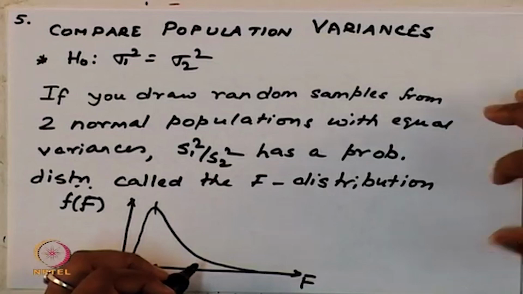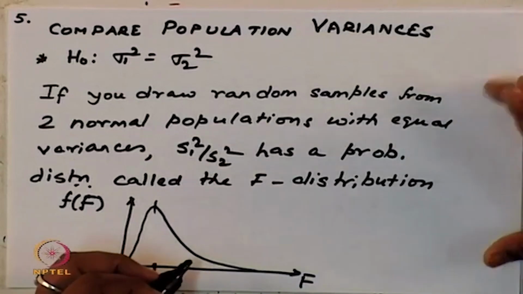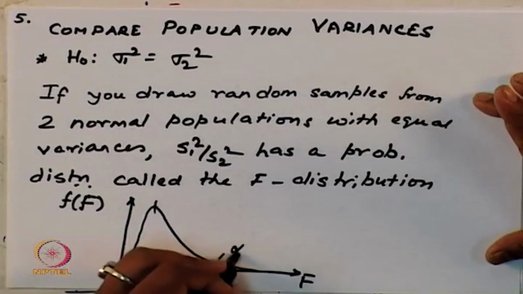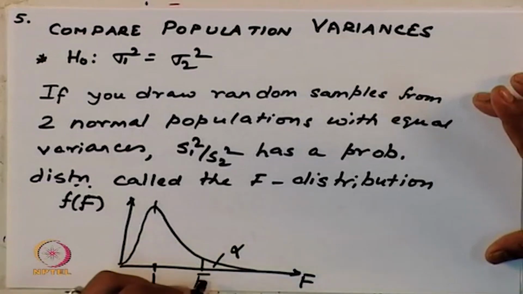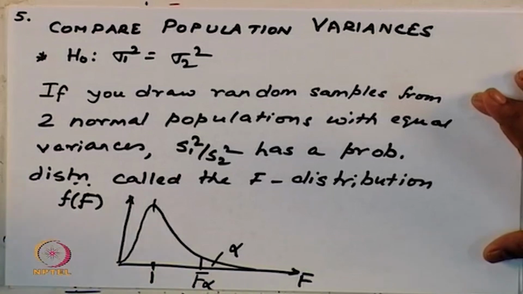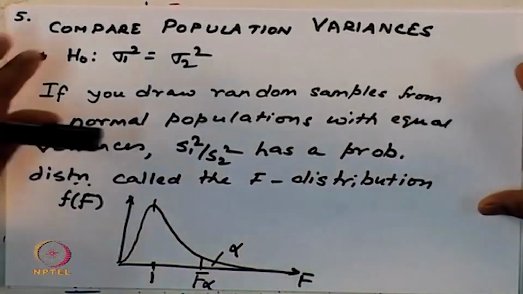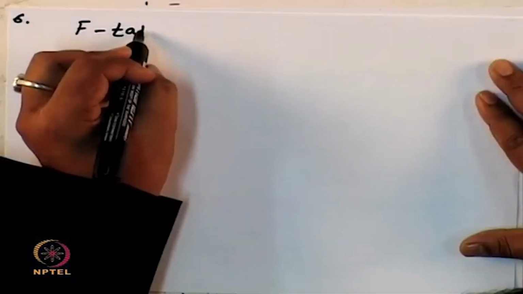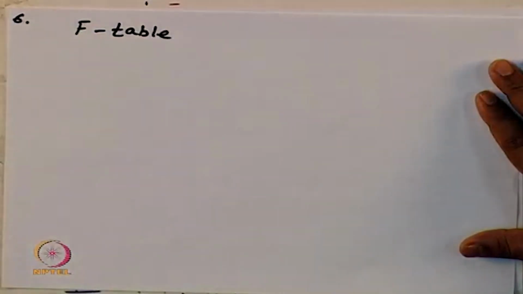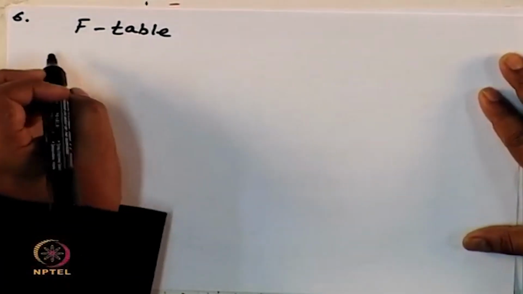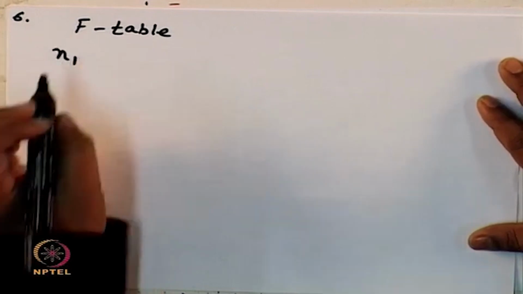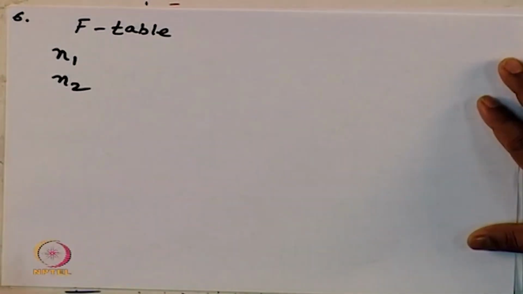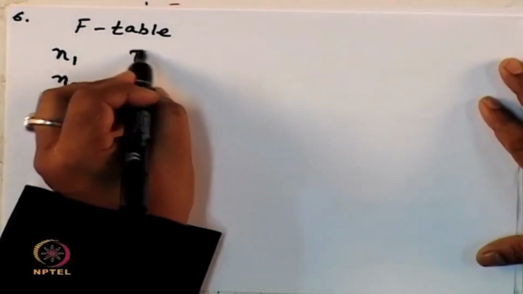You would do a single tail test for an F distribution just like you have done for all the other cases. You will take the value of alpha, which is the area under the curve, and find out the value of f of alpha. So, how does an F table look? In an F table, you have two metrics. You have drawn samples with sample sizes n1 and n2, so you have 2 degrees of freedom.